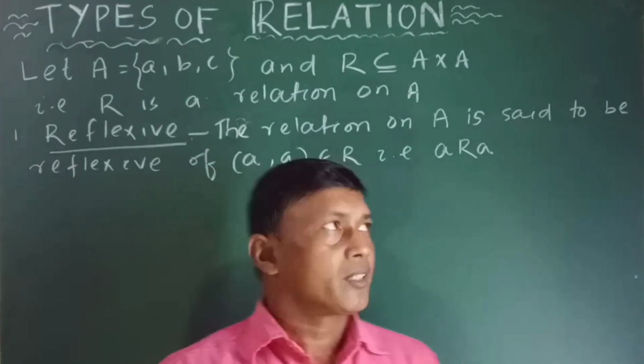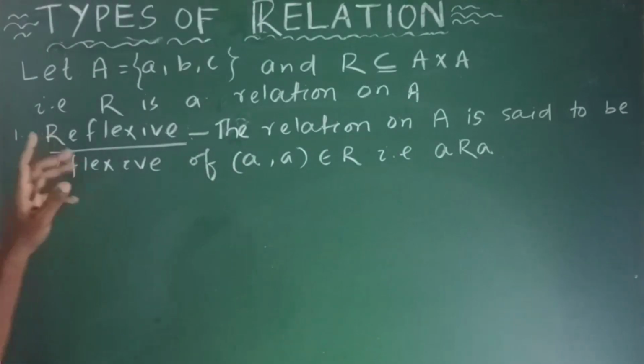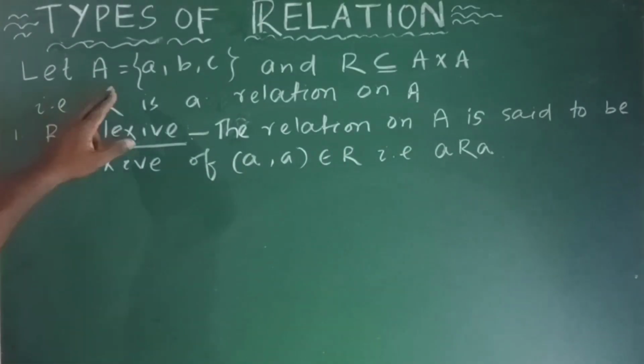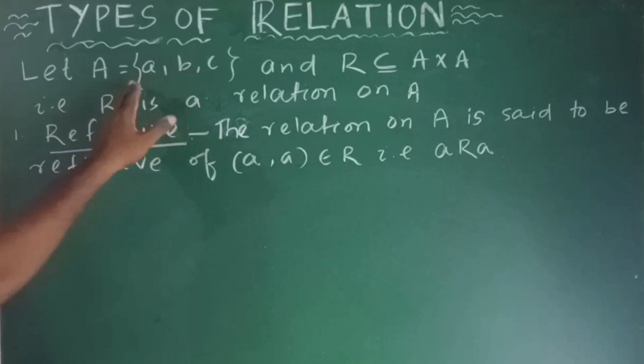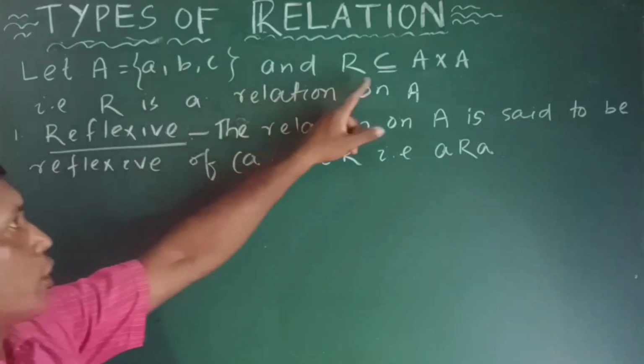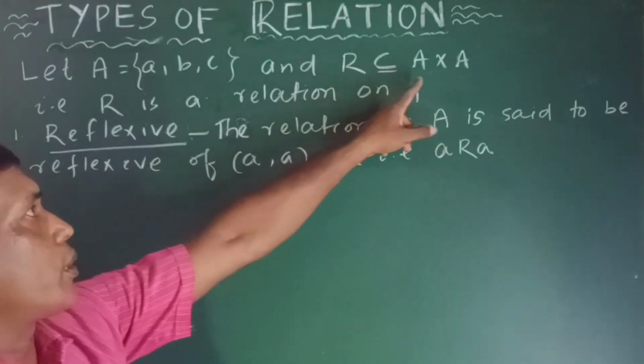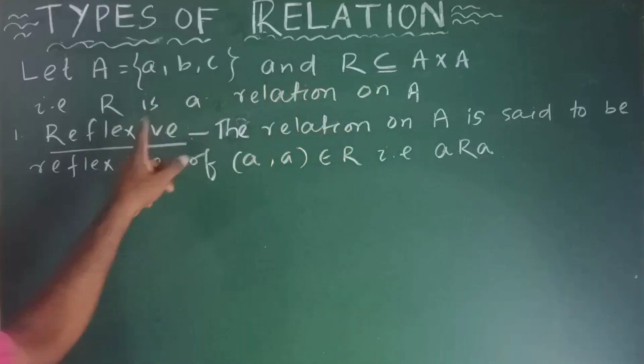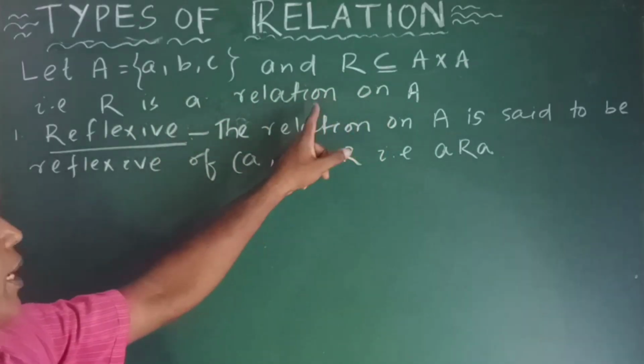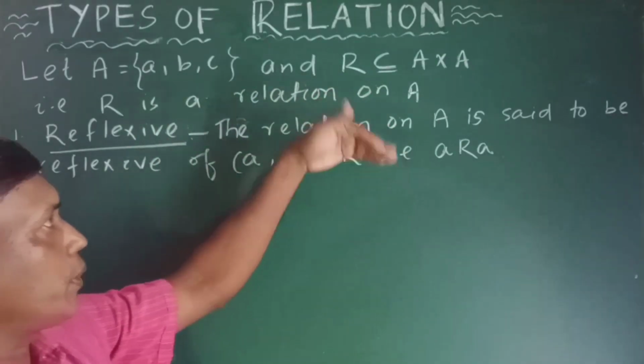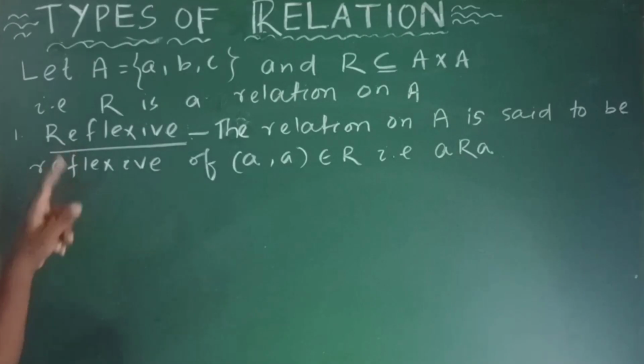First one is reflexive relation. Let A be a set {a, b, c} consisting of 3 elements and R a subset of A cross A. If R is a subset of A cross A, then R is a relation on A, which means R is a relation from A to A.